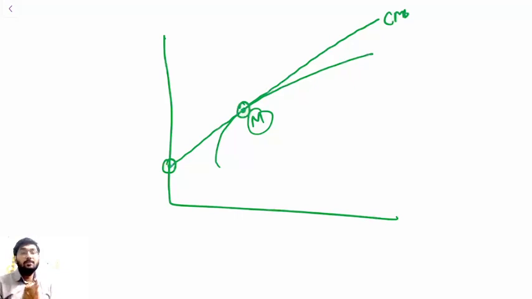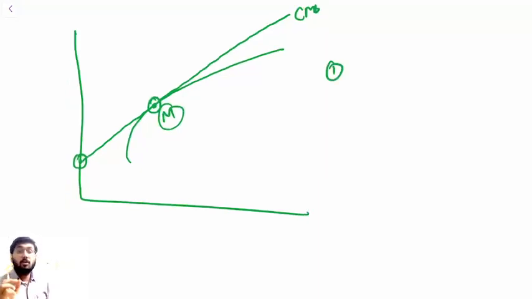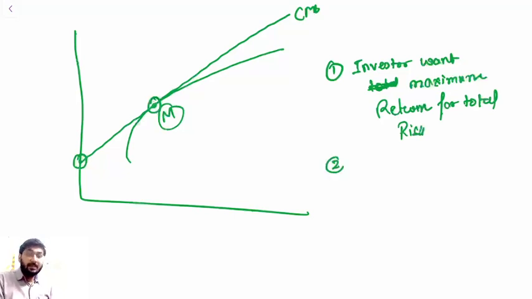Clear? Now the question is, sir, why does this CML exist? Write down. Why does this CML exist? The first one, investor wants maximum return for total risk. Investor wants maximum return for total risk. Clear? Second, risk-free asset will improve my diversification.